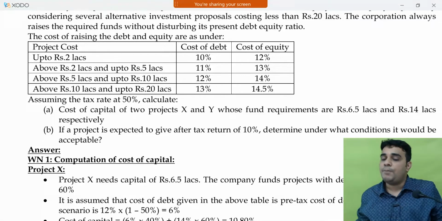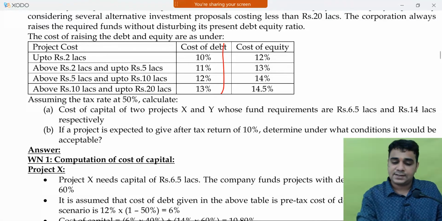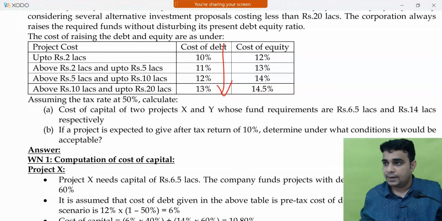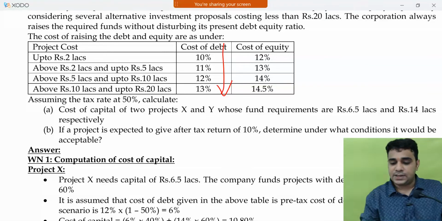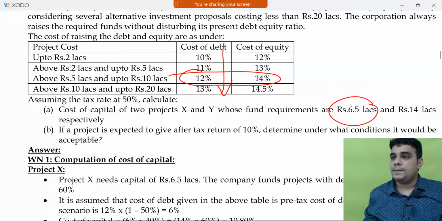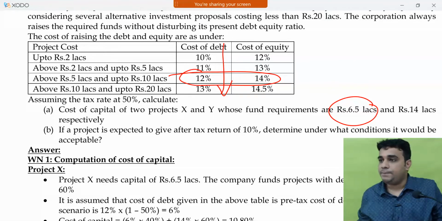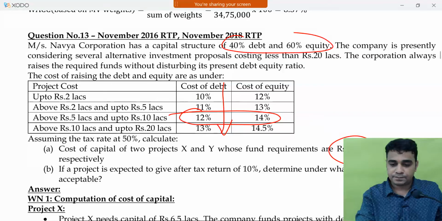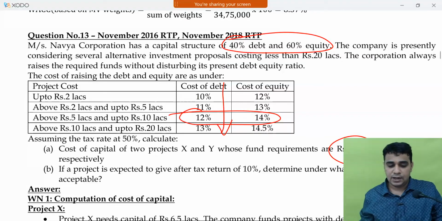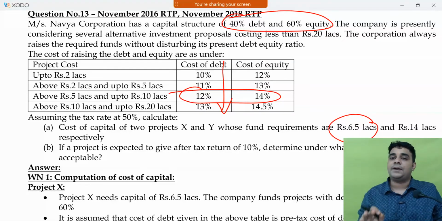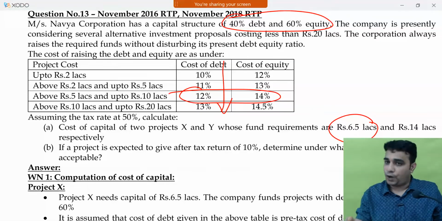So if the amount goes up, we may see the interest rates going up, which is what is happening. 10 becoming 11, 11 becoming 12, 12 becoming 13. I have a project which is 6.5 lakh. 6.5 lakh means this is the cost. 12% for debt, 14% for equity. Our debt equity mix is 40:60.